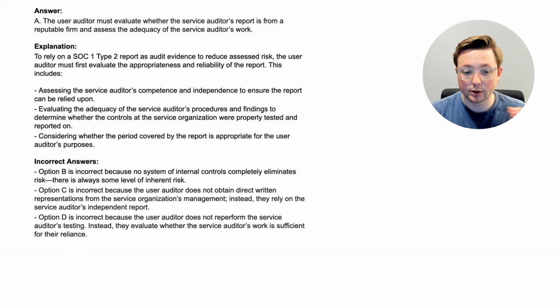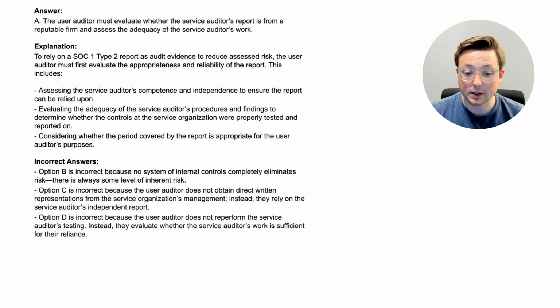Let's talk about the other incorrect answers. Option B is incorrect because no system of internal controls completely eliminates risk. There's always some level of inherent risk, and we've talked about that in previous videos. Option C is incorrect because the user auditor does not obtain direct written representation from the service organization's management. Instead, they rely on the service auditor's independent report. So they're not getting a separate report from management. They are using this SOC 1 report.